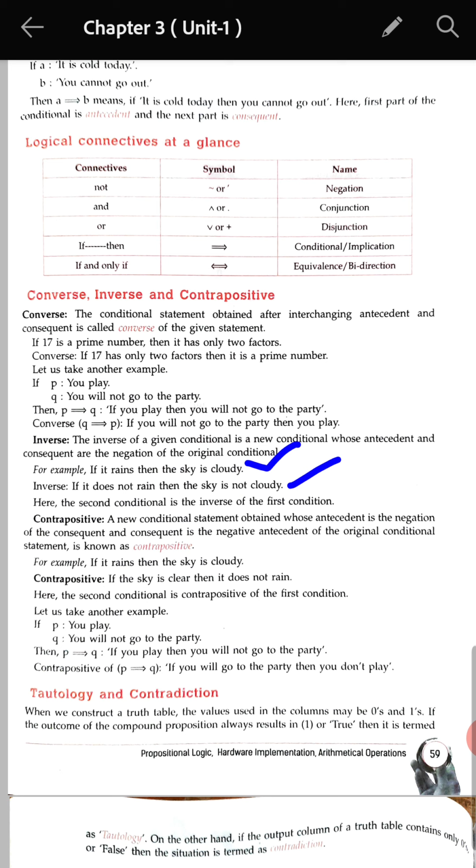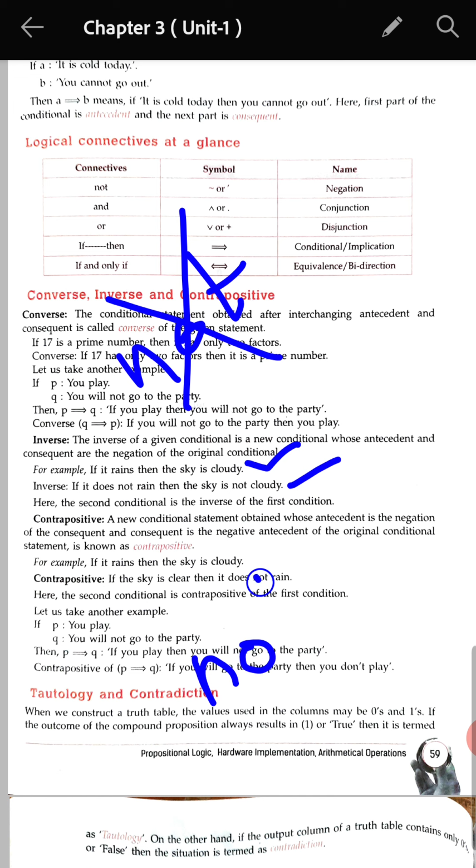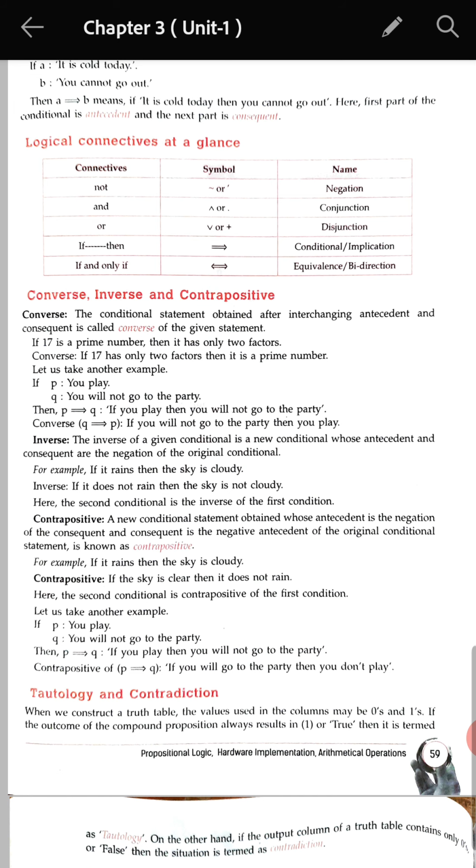If the antecedent or consequent already contains not, then remove that not. Inverse says remove that not. If a statement contains not, remove it in inverse. If that statement doesn't contain it, then put it. Two things you have to write. If not is there, remove that not. If not is not present, write it there in inverse.